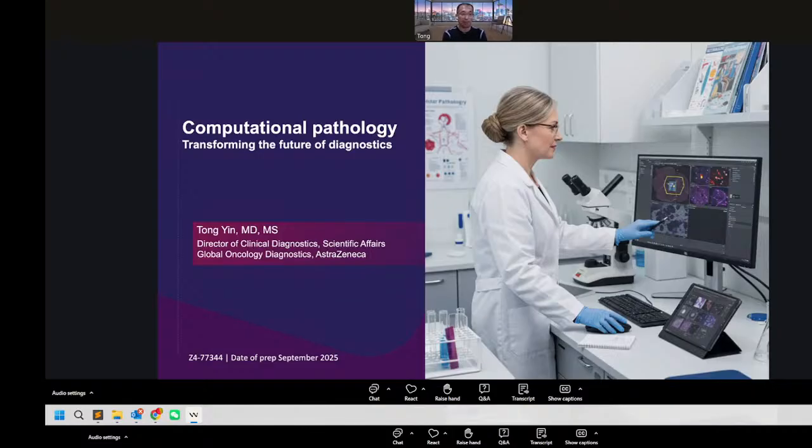So let's think about the speed of the transformation in biomedicine. Today, computational pathology is at the same kind of inflection point. The question is no longer if computational pathology will impact patient care, but how fast we can responsibly integrate it into clinical practice. So that's the journey we're beginning to explore today. Again, my name is Tong, and thank you for the introduction.